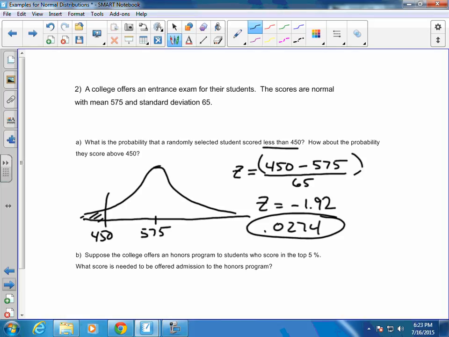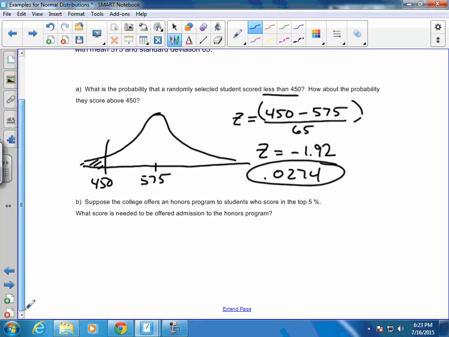All right, let's look at the high side. Let's look at some high scores here. Suppose the college offers an honors program to students who score in the top 5%. Notice they're giving us a percentage now. They're not giving us a test score or a data value. So they're essentially giving an area. This is actually where this is more applied.